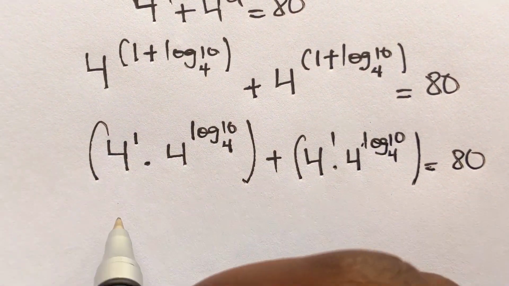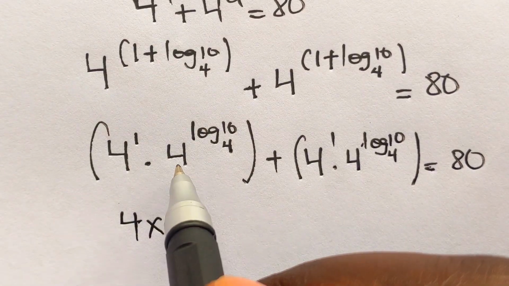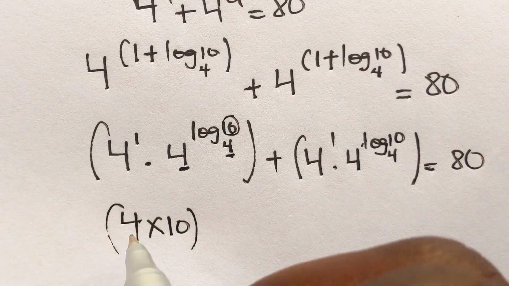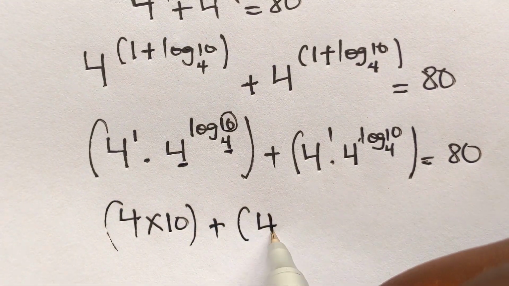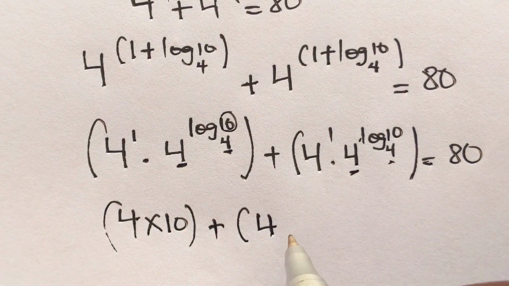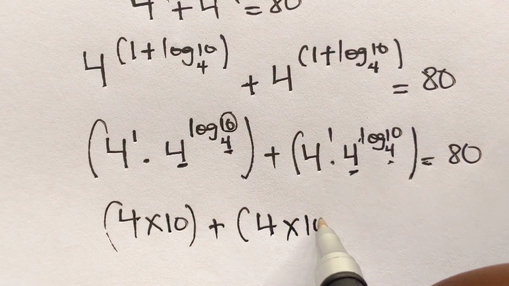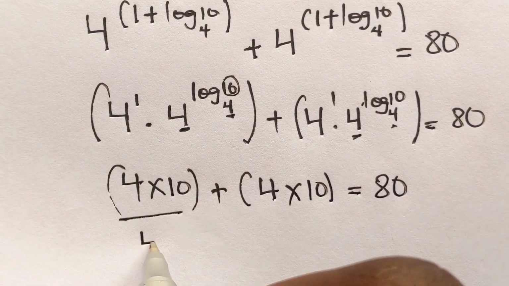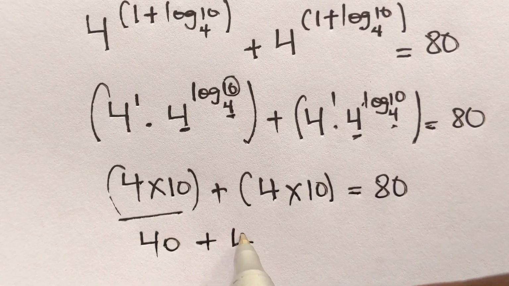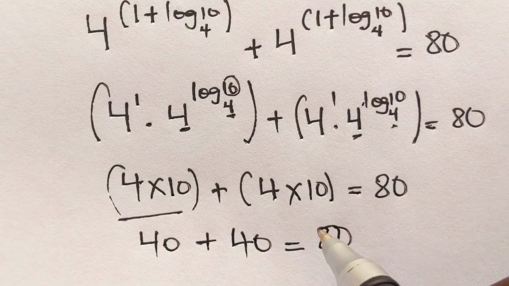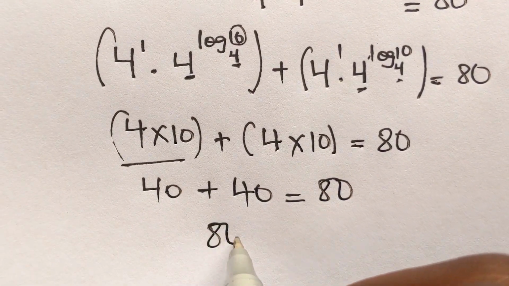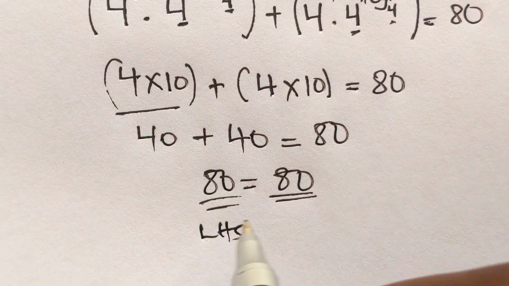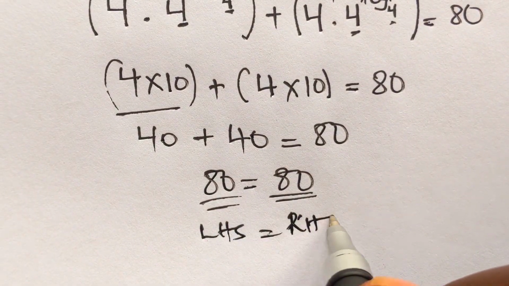Of course 4 power 1 is equal to 4 times, we have the same base, so this one is the answer, 10, and here plus 4, and of course you have the same base, we shall say times 10, which is equal to 80, and here of course we have 40 plus 40, which is equal to 80, and 80 is equal to 80. Left hand side is equal to right hand side.